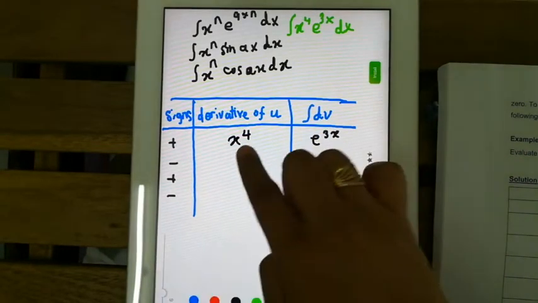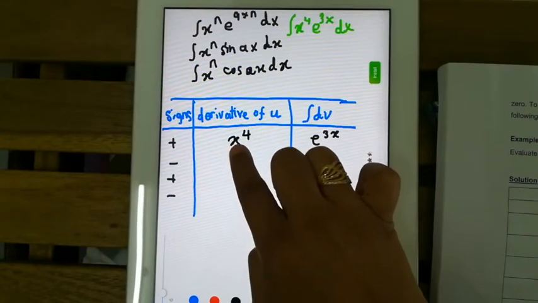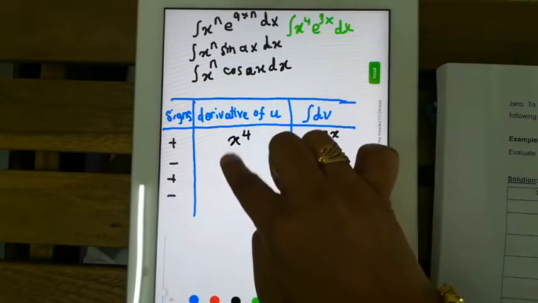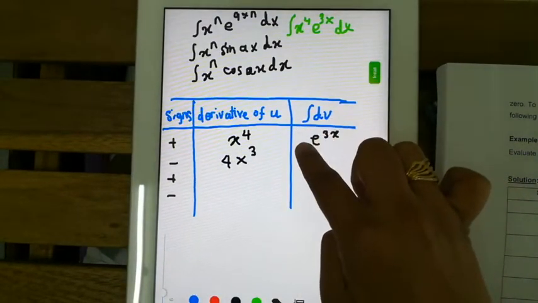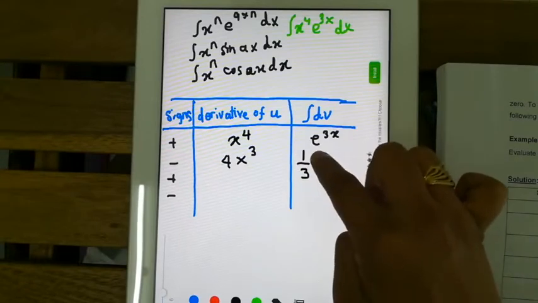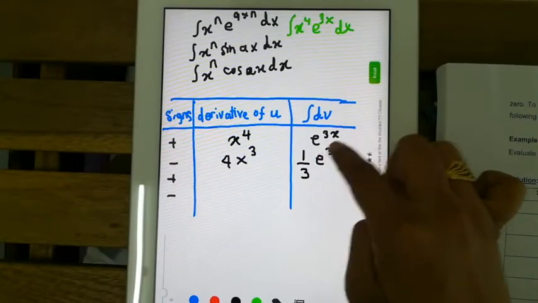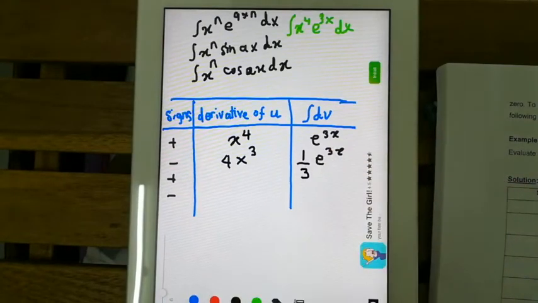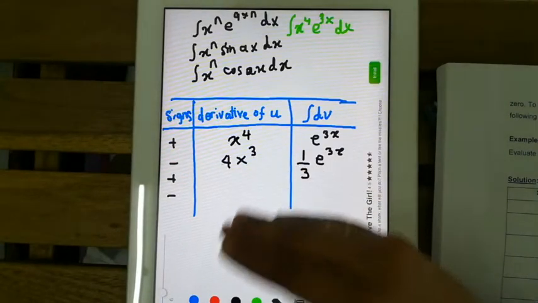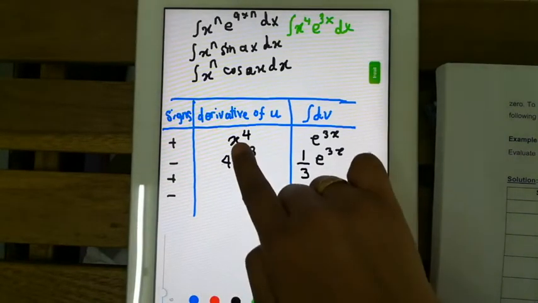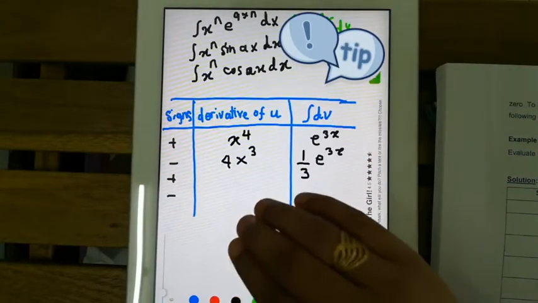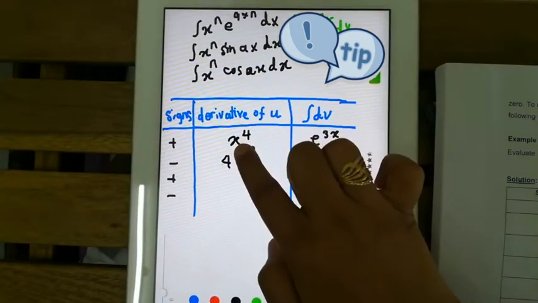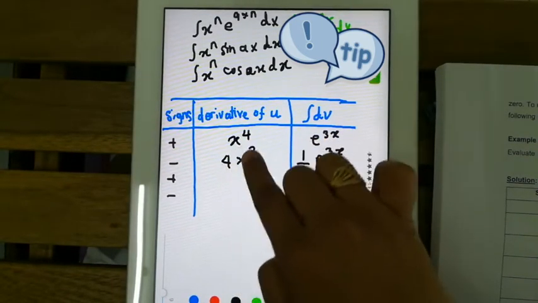The next thing you need to do is differentiate x power of 4. That will become 4x power of 3. Whereas this one, when you integrate it, it will become 1 over 3 e power of 3x. So you need to do this process repeatedly. Since this is an algebraic expression, the hint is you need to do it until the x becomes 0. So let me finish up this one.